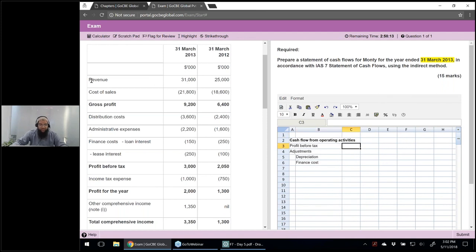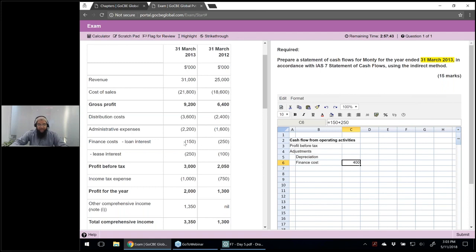Now the question has given us revenue, cost of sales, gross profit, distribution cost, administrative expenses, and then we have finance cost, which includes loan interest of 150 and lease interest of 250. So we are going to add back this interest, 150 and 250. Both of the interests will be added back because whether it is loan interest or lease interest, both types are interest and are a part of finance cost.